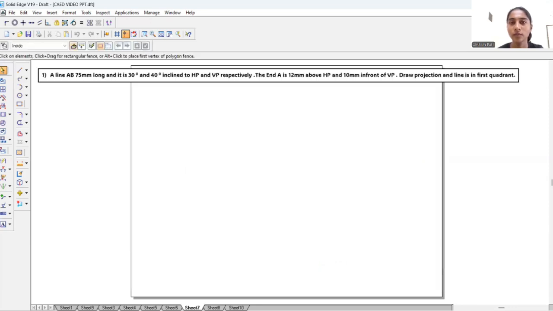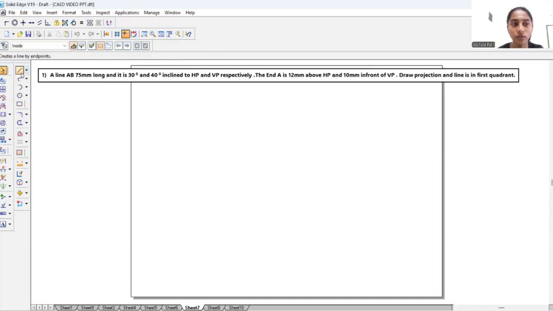So first we will discuss a problem on lines. Our problem is: a line AB 75 mm long is inclined at 30 degrees and 40 degrees to HP and VP respectively. The end A is 12 mm above HP and 10 mm in front of VP. Draw the projections; the line is in the first quadrant.